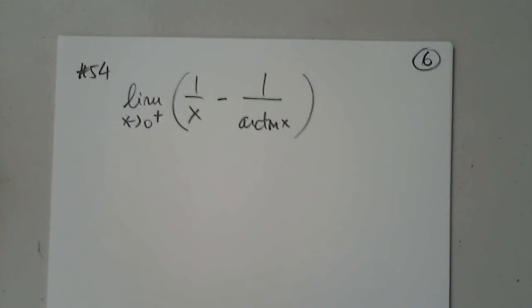So limit as x approaches 0 from the right, 1 over x minus 1 over arctangent x. I know this notation is confusing. Please remember this means the inverse tangent. Don't put tangent at the top because it has power -1. So that's the confusing part. Okay, perfect. Good.